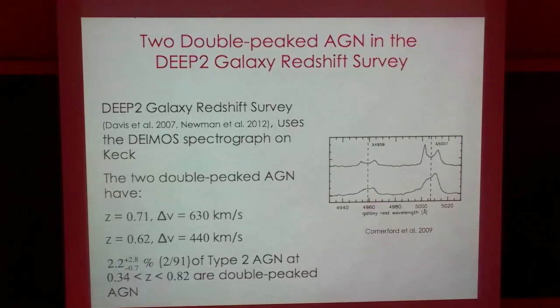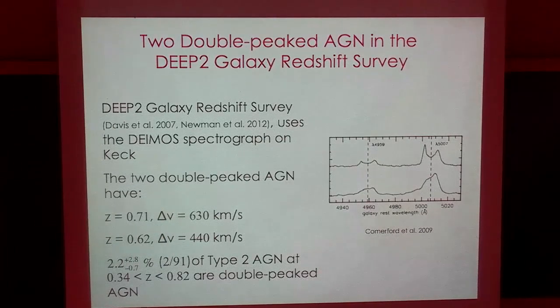Because I was at Berkeley at the time I started doing this, I started out by applying this method to the DEEP2 Galaxy Redshift Survey. In it, I found two examples of double-peaked AGN. These are the oxygen III lines at 4959 and 5007, and you can see the double peaks in each. These are at relatively high redshifts, 0.6 and 0.7, whereas the dual AGN that were known at this point were all at redshifts less than 0.06. So this is starting to push this out to higher redshifts, if these are indeed dual AGN.